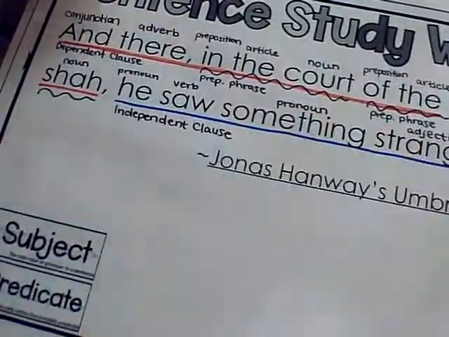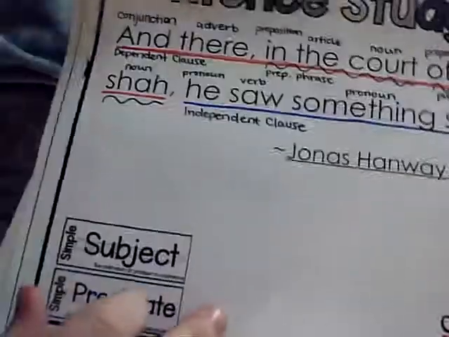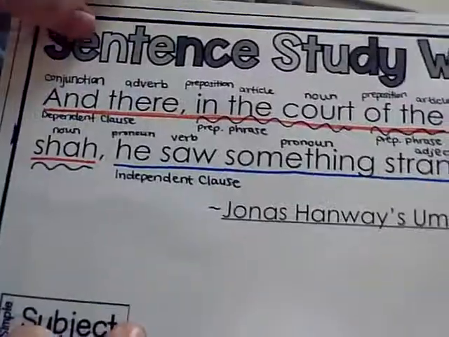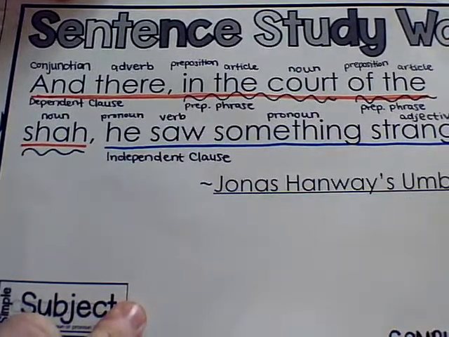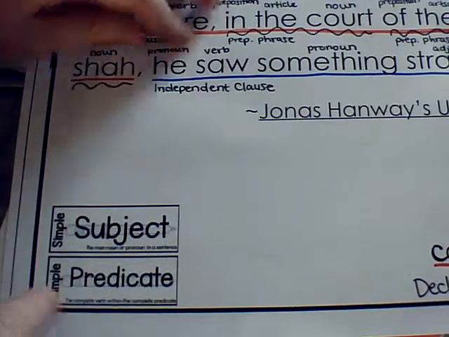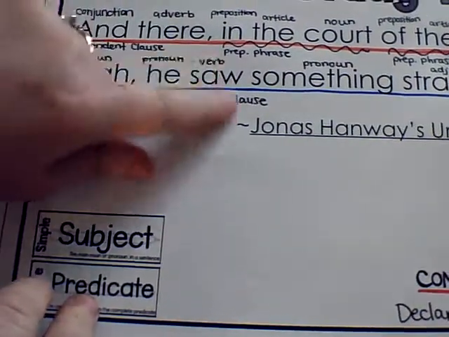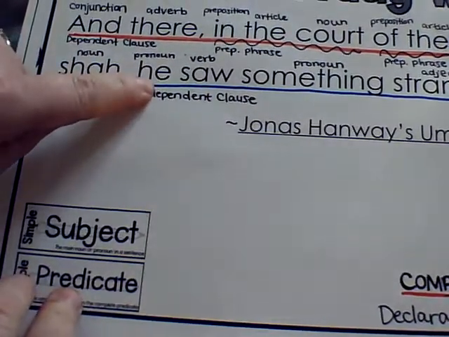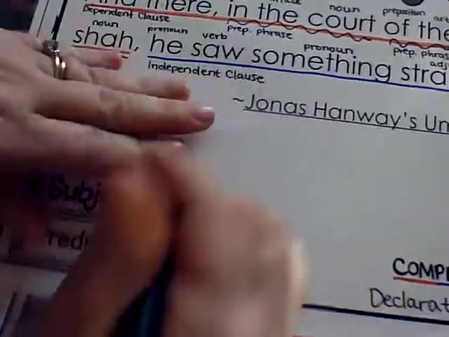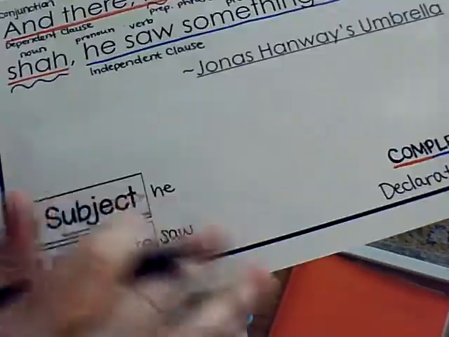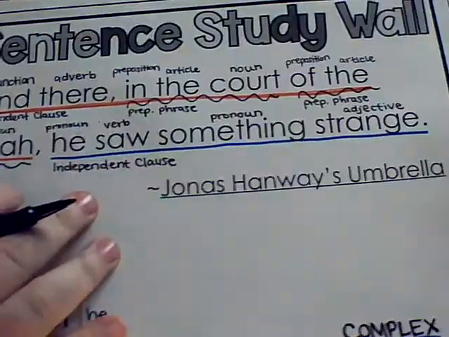Something is strange. All right, so let's go down to the subject. So because it's a complex sentence, that means we don't have two verbs in the sentence. So we don't have two predicates. We only have one. And we can see our verb right here. It's saw. And who saw? He did. So he is the subject because saw is our predicate. So he saw. All right, so for being complex, it really wasn't that complex. Well, now was it? Bye, guys.